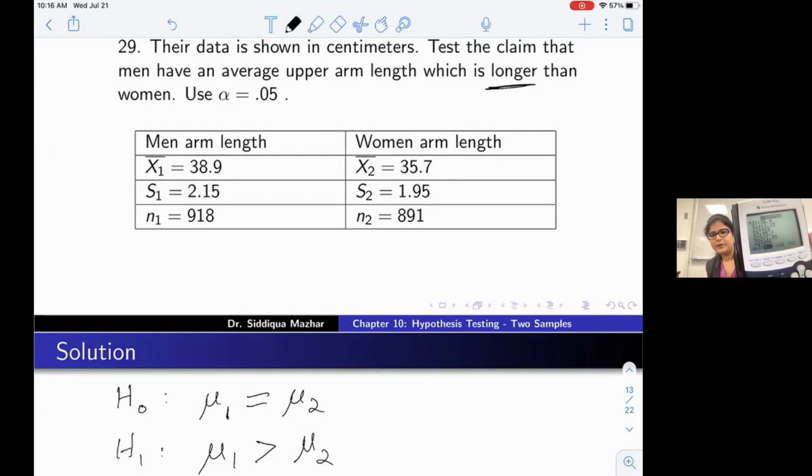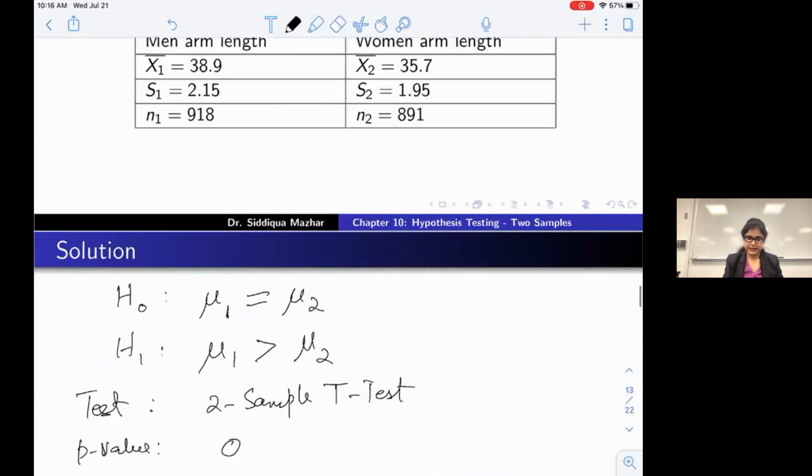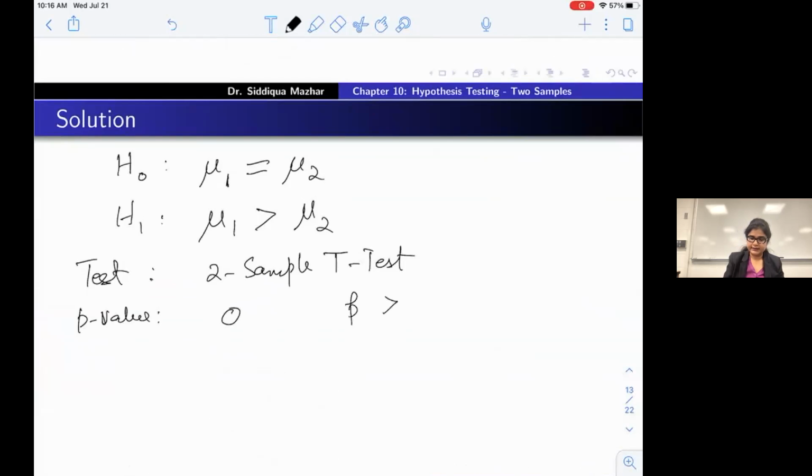Now the alternative hypothesis is mu1 greater than mu2, so I'm going to select the last one. And then pooled, which is no or yes. You will always choose no, unpooled data we are taking. Then press calculate. The p-value is 0, so it means no value. If the p-value is 0, what is my alpha? Alpha is 0.05.